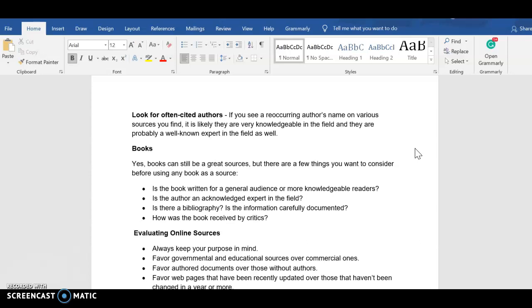What about books? Yes, books can still be great sources, but there are a few things that you want to consider before using any book as a source. Is the book written for a general audience or more knowledgeable readers? So that's something that you want to think about. Is it something that any random person's going to be able to pick up and understand? Or does it seem to be for more knowledgeable readers, so maybe someone more in that expert field? That might depend on what you're doing. You want to try to find experts in the field and find someone that can actually give some reliable information.